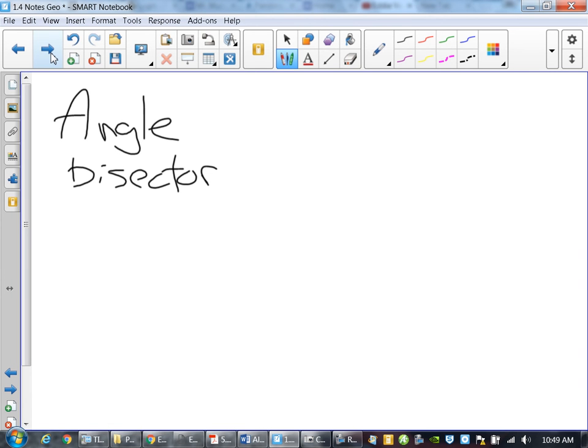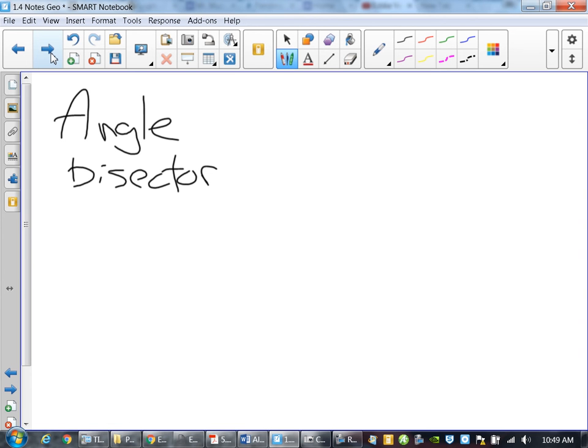Boy, oh boy, angle bisector. What do you think that looks like? A bisector, what in an angle? Go back to what a segment bisector did. What did it do? It met up at the midpoint. Correct. Therefore, what did it do to the segment? It cut it in half. So what do you think an angle bisector is going to do? It's going to cut the angle in half. Exactly. So it cuts it into two congruent, equal angles.